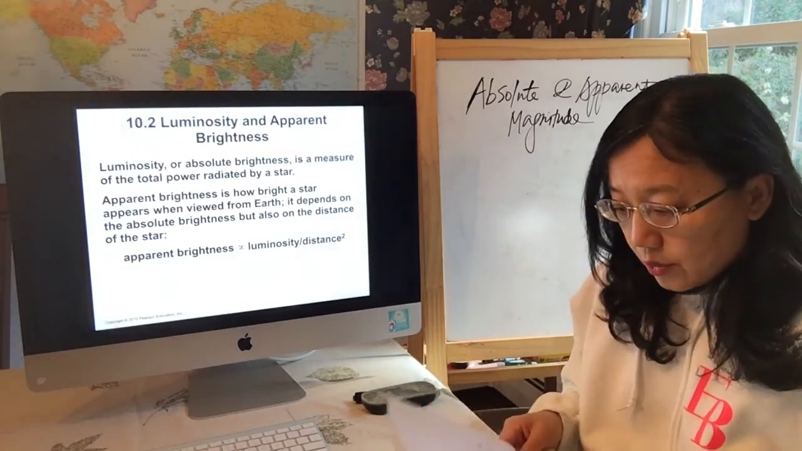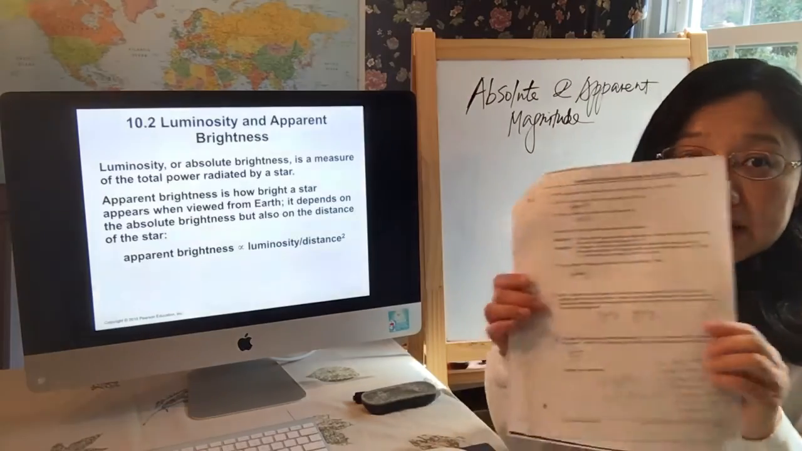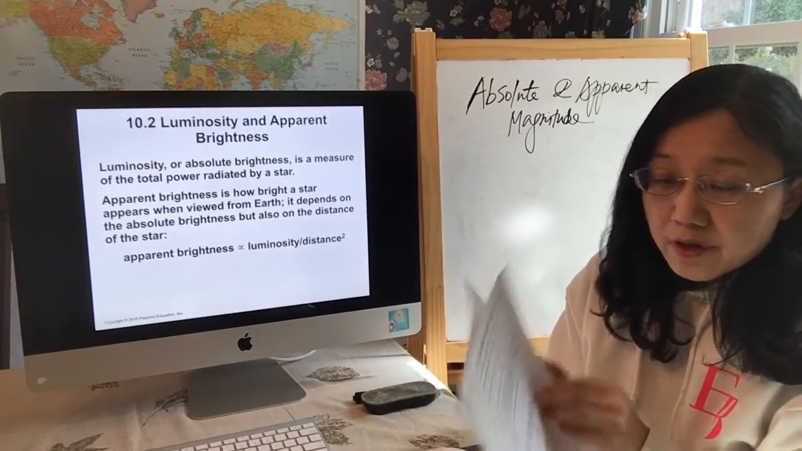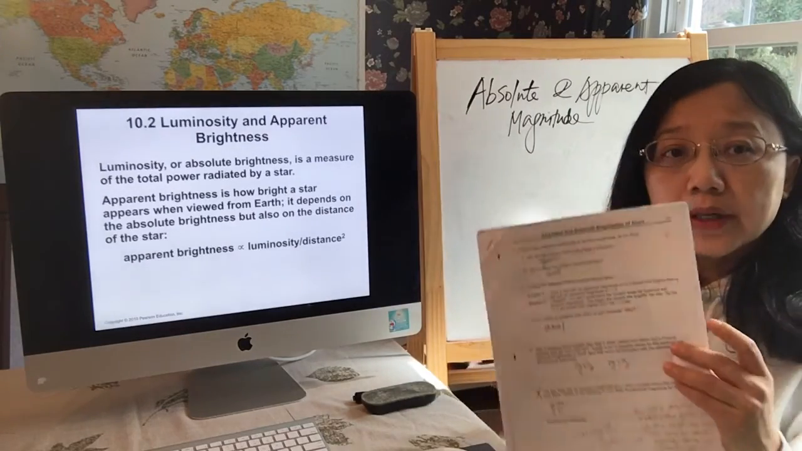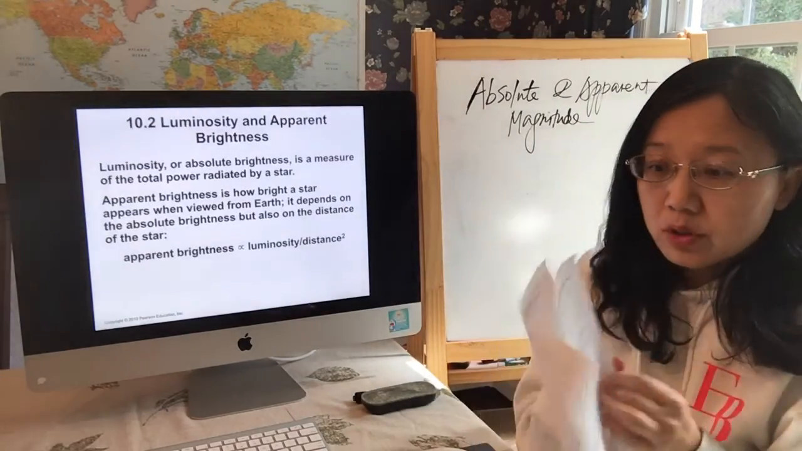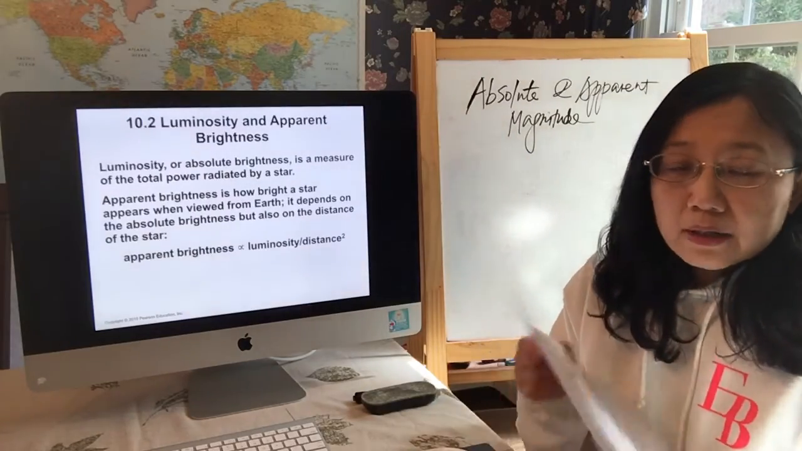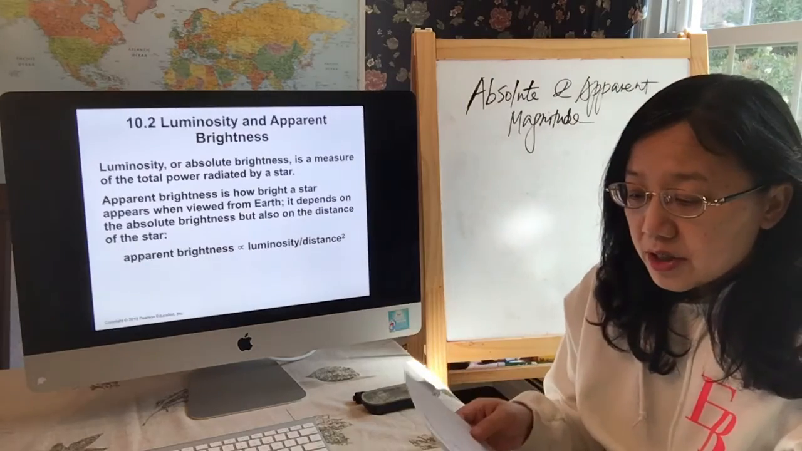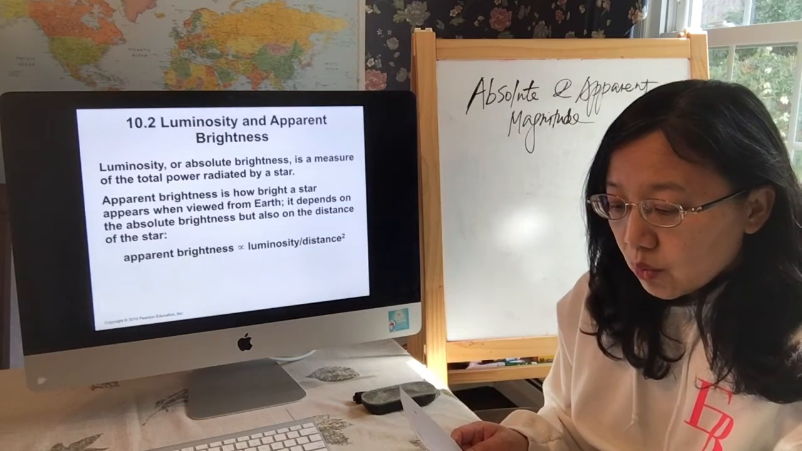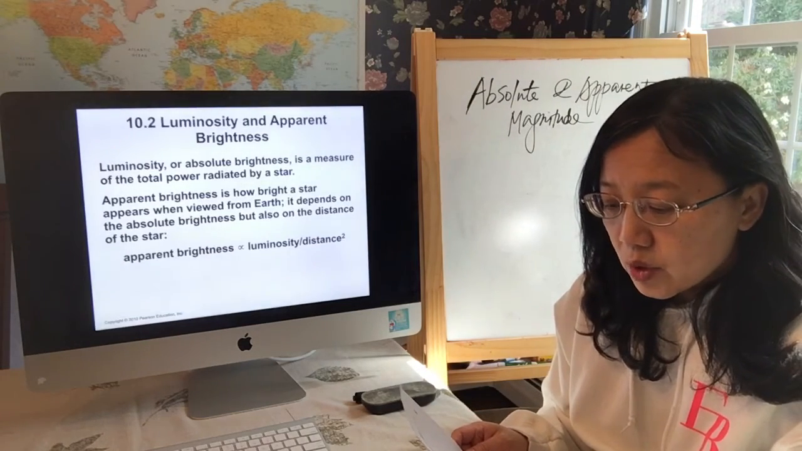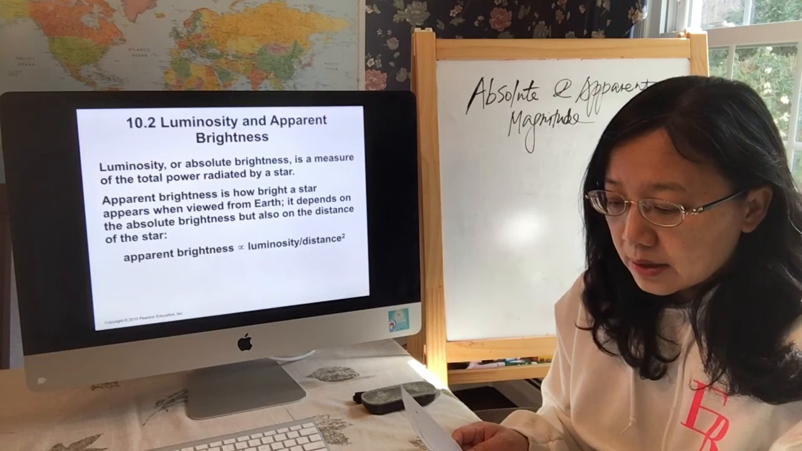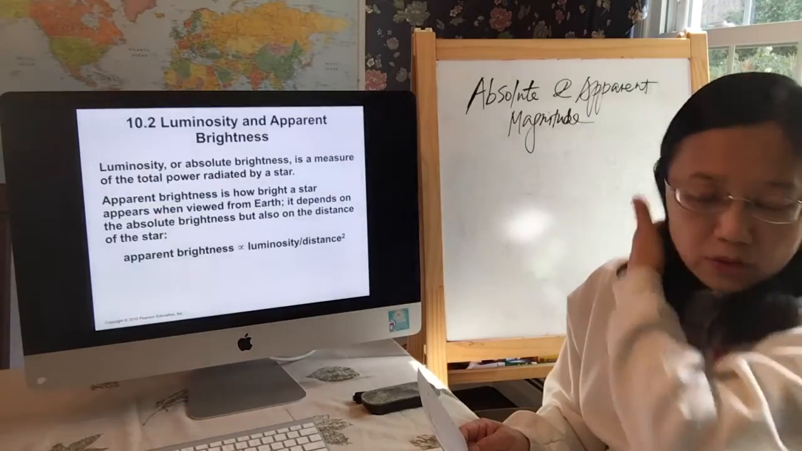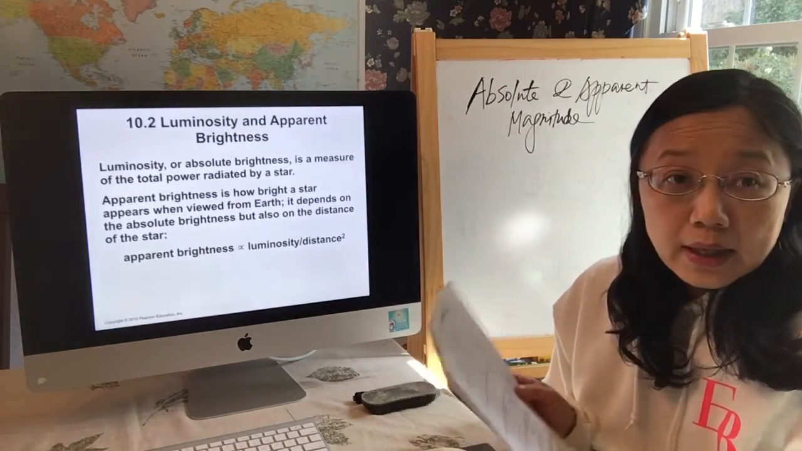Okay, so the tutorial exercise I asked you to do, the first page is pretty straightforward. You can take a look at the solution I posted online. I want to spend a little bit of time talking about the second page. The second page gives you a table with 4 stars, and you can see the apparent magnitude and absolute magnitude for each star. The problems I want to talk about are C and D.